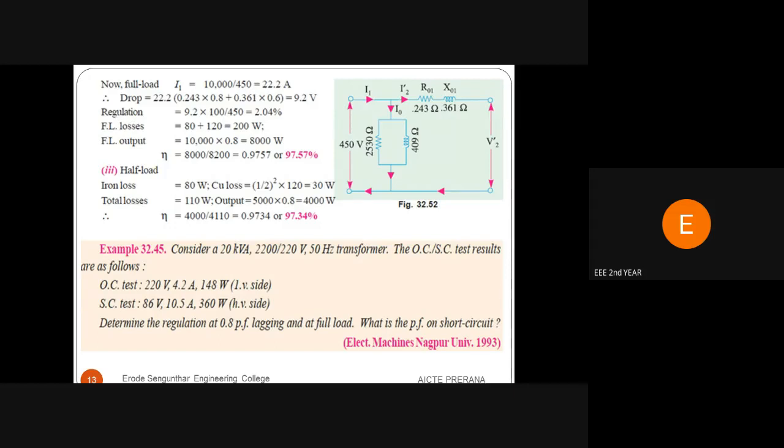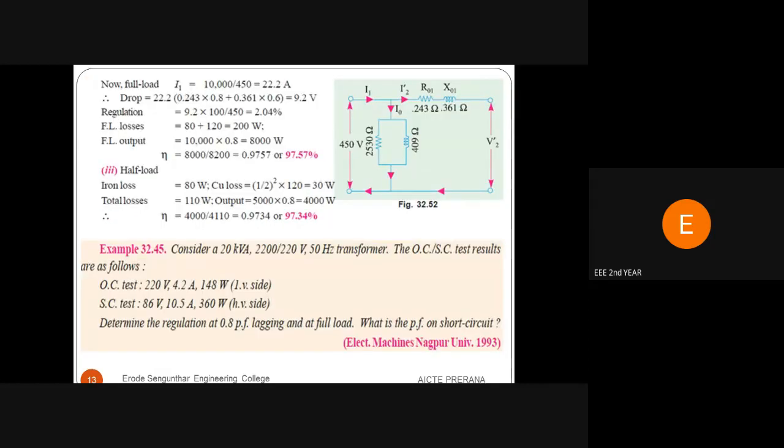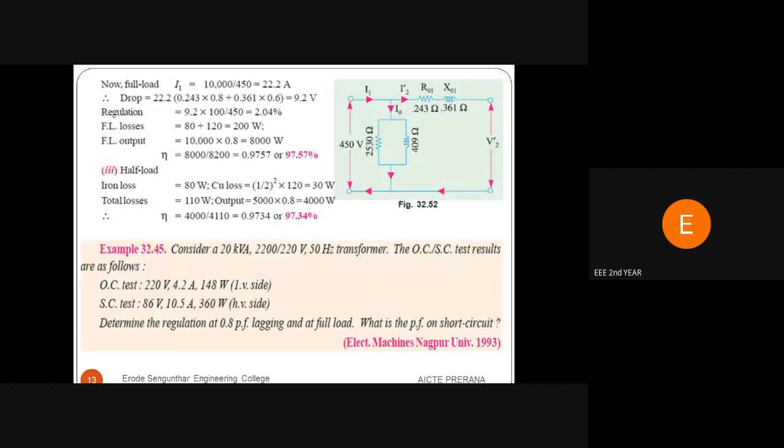So full load output equal to 10,000 into 0.8. Why 10,000? This is a 10 kVA transformer, rating of the transformer, into 0.8 power factor. Here 0.8 power factor, lagging load. So 10,000 VA into 0.8 power factor, we can get 8,000 watts. That is output power. So efficiency equal to output power divided by output power plus losses. Output power equal to 8,000 plus losses equal to 200, so totally 8,200 watts.